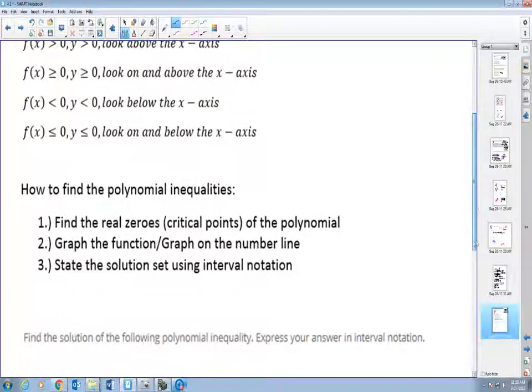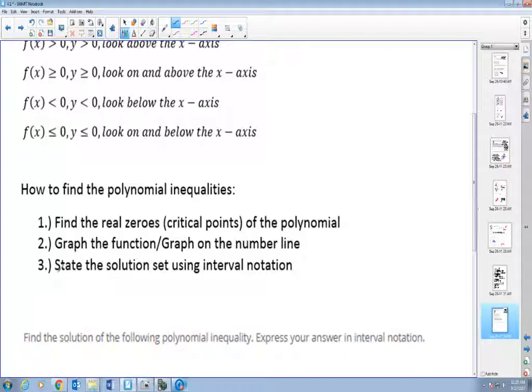So there are actually two different ways we can think about the polynomial inequality. One of them is by using the graphing calculator. The other one is thinking about it on the number line. But the two together are actually still describing the same thing.